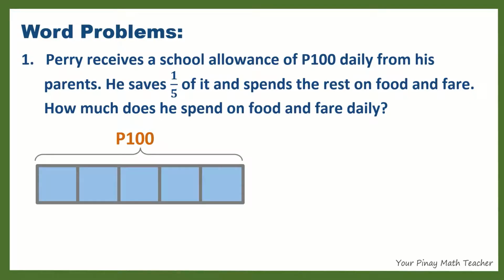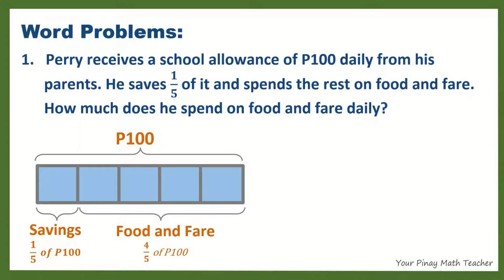So we have here the whole school allowance of Perry, which is 100, divided into 5 equal parts because of the fraction 1/5, 1 out of 5. So 1 out of 5 is spent on savings, or is saved. And then the rest, which is 4 out of 5, 5 minus 1, 4, so 4/5 of 100 is spent on food and fare daily. So what is 4/5 of 100? Since we are asked for the amount he spends on food and fare.